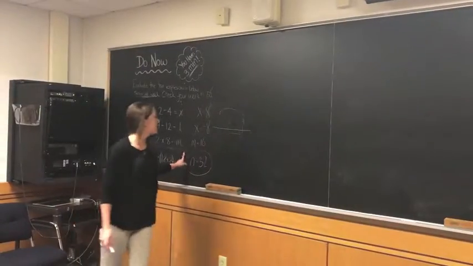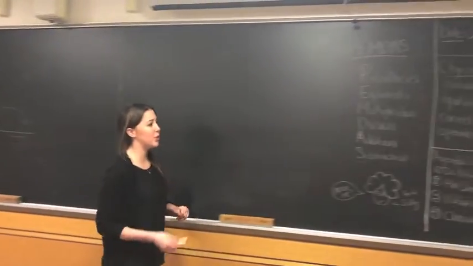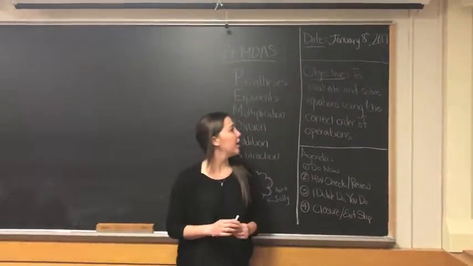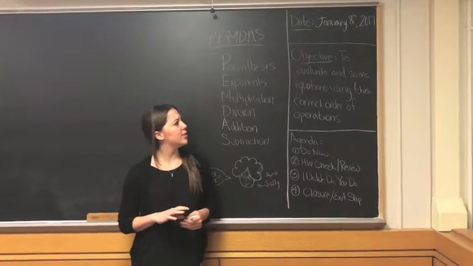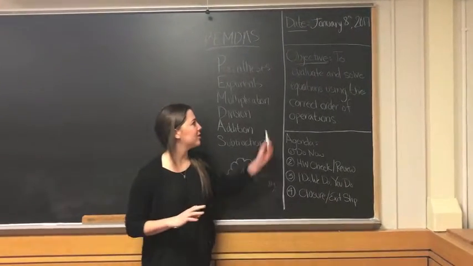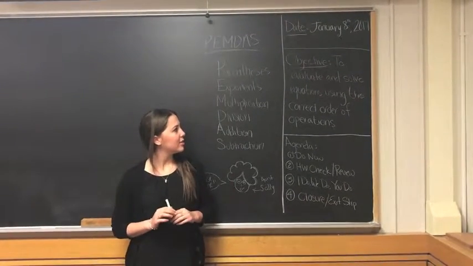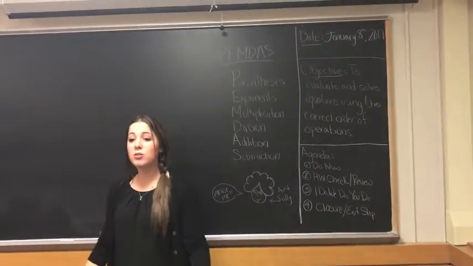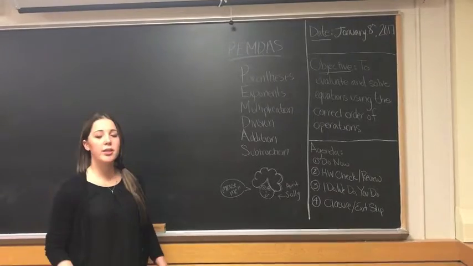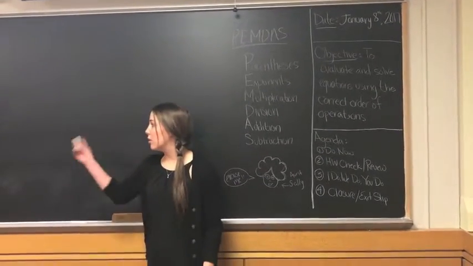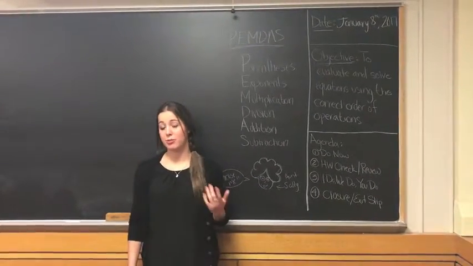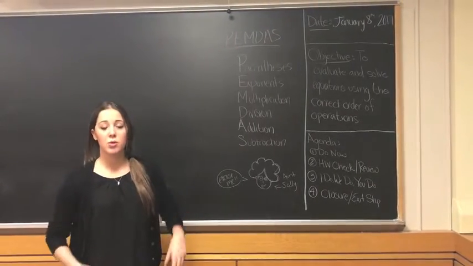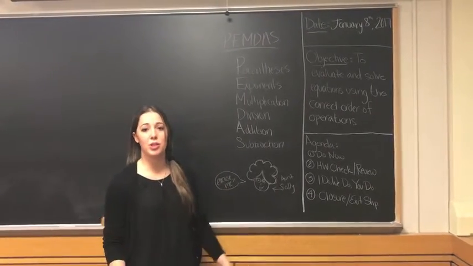Come back to this one at the end, but let's move over here towards our objective, which is on the board. So could I have someone read the objective? Billy, do you want to read the objective for me? To evaluate and solve equations using the correct order of operations. Exactly. So today we're going to realize that not every equation can be solved the way we solved the first two over there, which was left to right. Sometimes the order in which we solve our operations shifts.